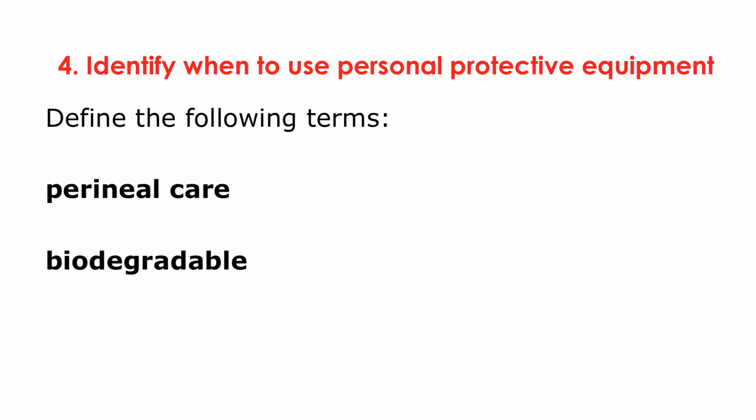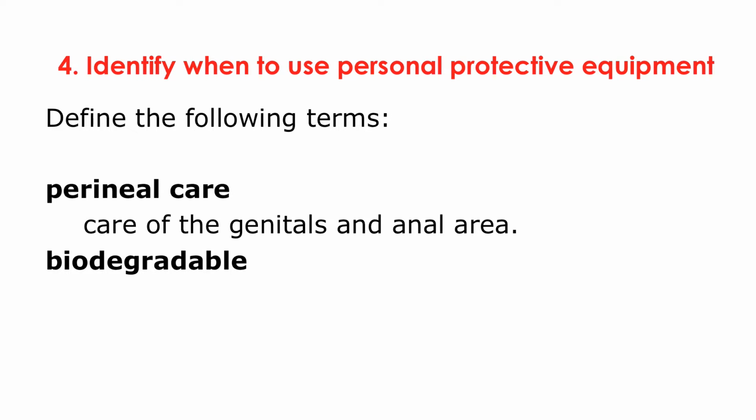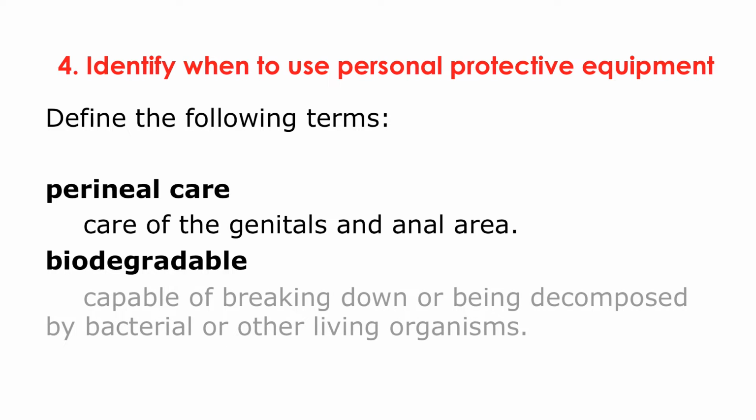Okay? So let's talk about these couple of terms: perineal care and biodegradable. Perineal care is care of the genitals and the anal area. Okay? Biodegradable is capable of breaking down or being decomposed by bacteria or other living organisms.